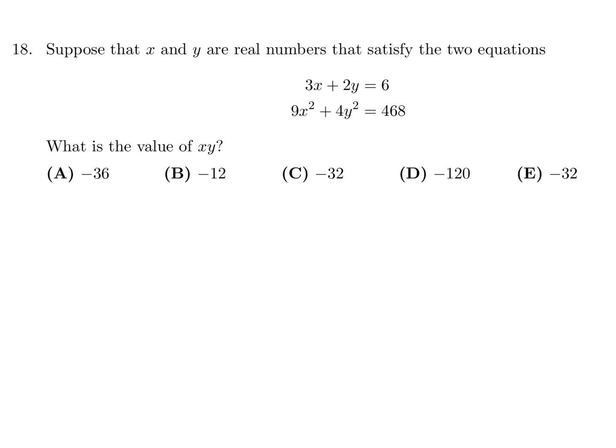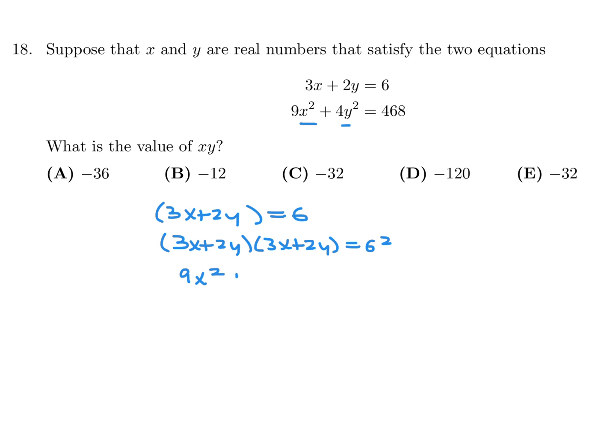Suppose that x and y are real numbers that satisfy these two equations. What is the value of x times y? Okay, 3x plus 2y is equal to 6. If I square that, 3x plus 2y times 3x plus 2y. The reason I'm squaring it is because I've got a bunch of squares in there, so I want to get something that has squares in it.